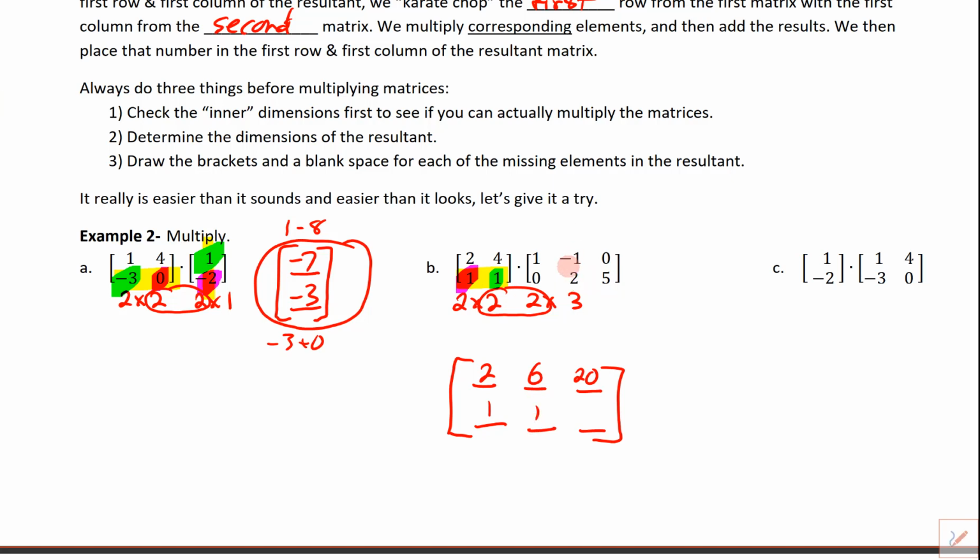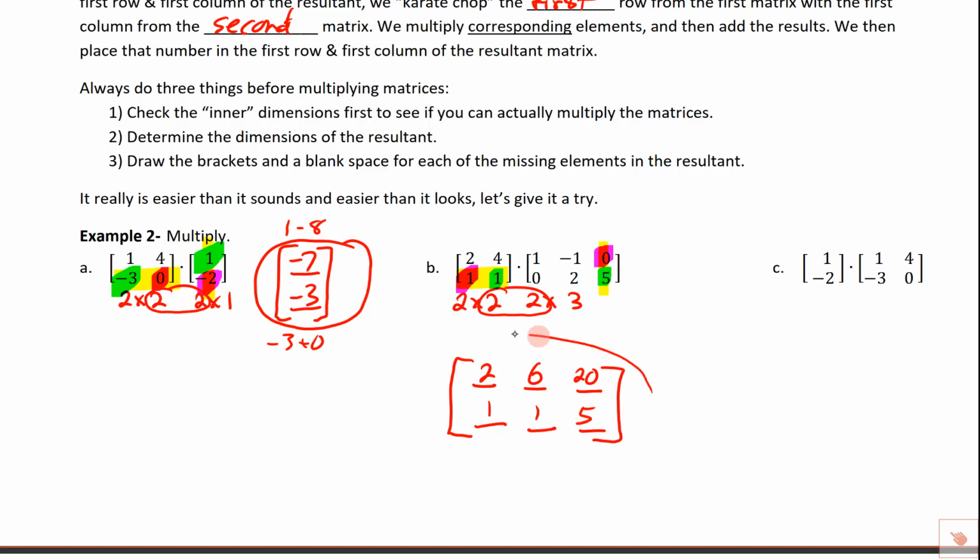And then we've got second row, third column. So second row, third column. And we'll multiply the 1 with the 0, and we'll multiply the 1 with the 5. So this is going to be a 0 when we multiply the two of these together, and a 5 when we multiply these together. So we end up with 1, 1, 5 for that second row.